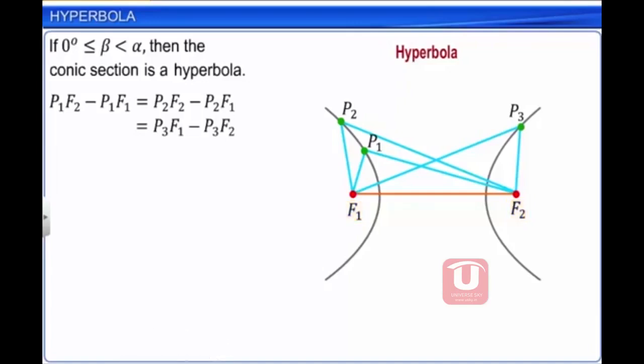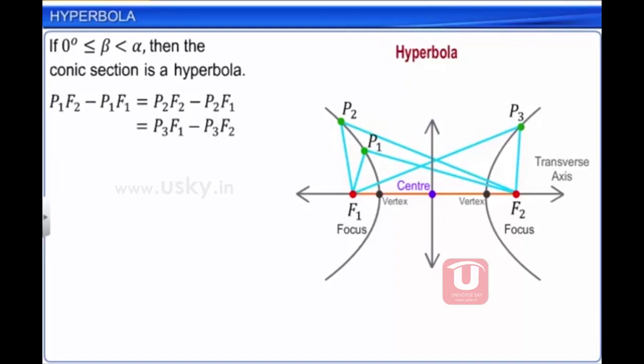The fixed points in the plane are the two foci of a hyperbola. They are jointly called the foci of the hyperbola. The line passing through the foci is called the transverse axis of the hyperbola. The 2 points where the transverse axis intersects the curves of a hyperbola are called the vertices of the hyperbola. The midpoint of the line segment joining the foci is called the center of the hyperbola. The line passing through the center and perpendicular to the transverse axis is called the conjugate axis of the hyperbola.